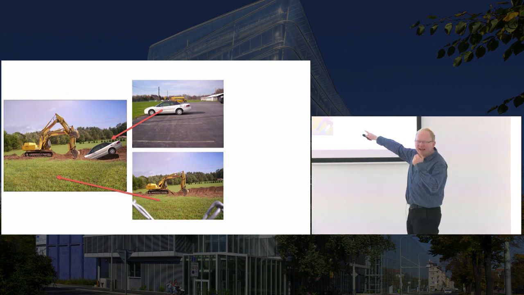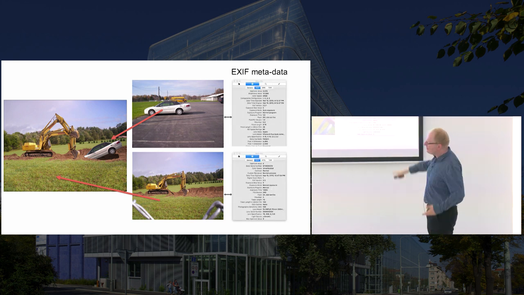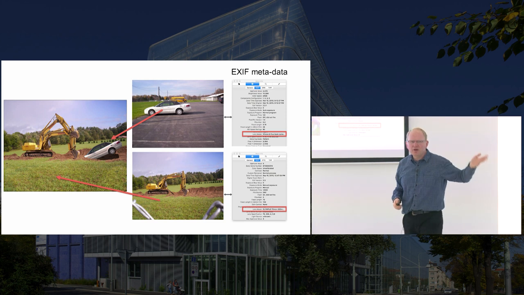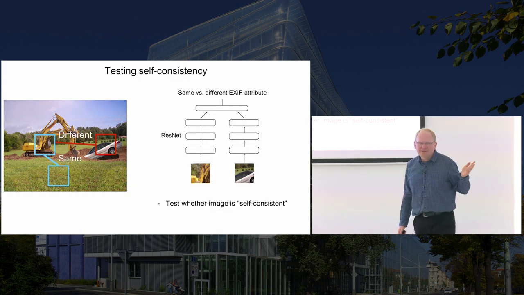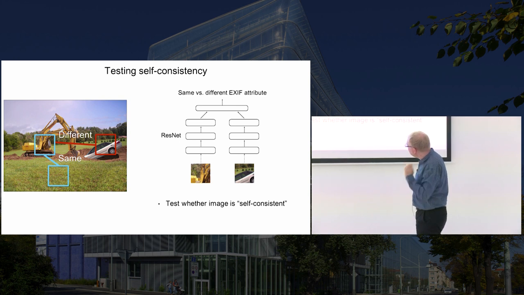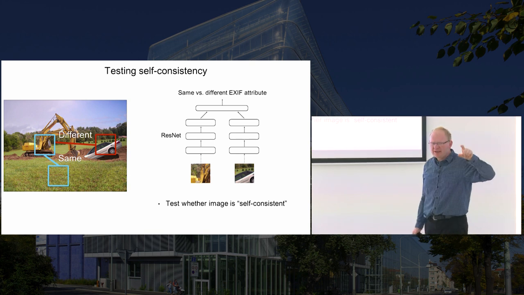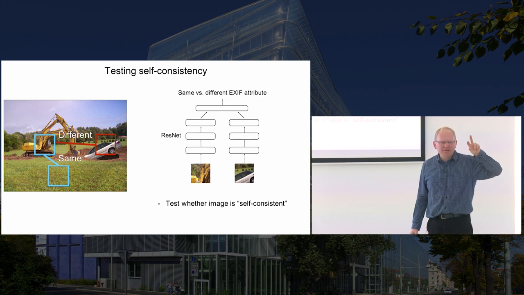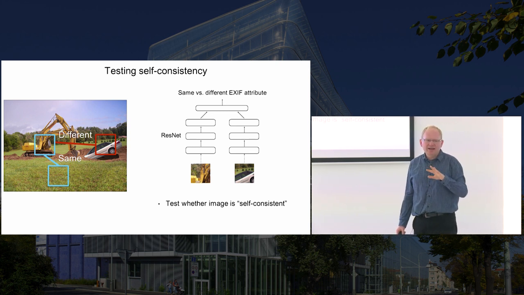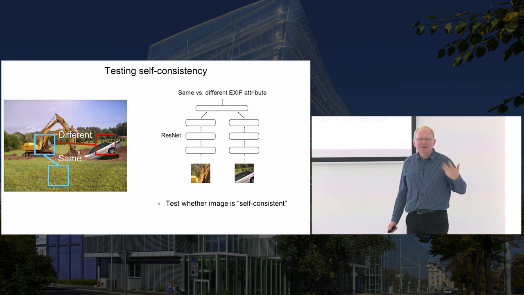Now, if we had access to the actual images this was created with, we could look at the metadata that comes with the image and realize that the cameras are different, the focal lengths are different, et cetera. But of course, in real life, we don't have access to any of that. So we're going to train an algorithm to learn if a pair of patches comes from the same image or not. That by itself doesn't work as well, because you don't have enough data for that.